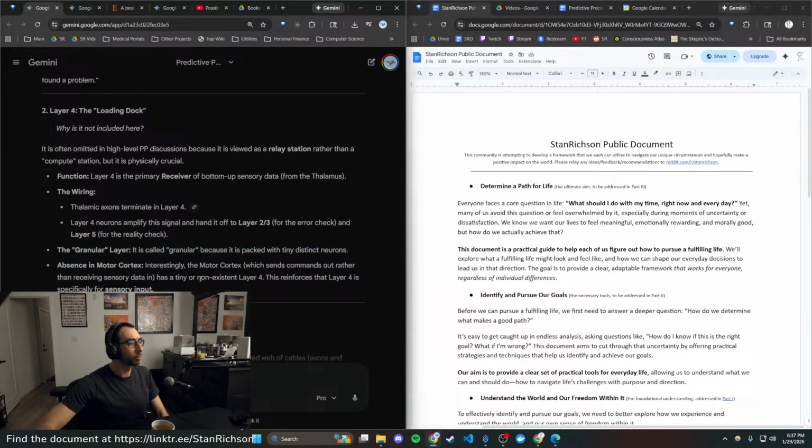The granular layer. It is called granular because it is packed with tiny distinct neurons. Whoa. Absence in motor cortex. Interestingly, the motor cortex, which sends commands out rather than receiving sensory data in, has a tiny or non-existent layer 4. This reinforces that layer 4 is specifically for sensory input. Wow. That's pretty cool.